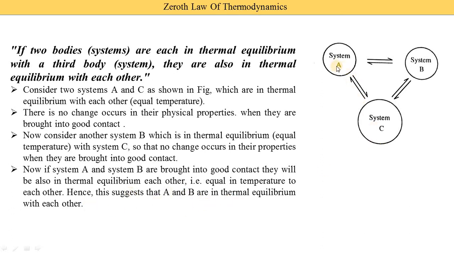So first we considered A and C in thermal equilibrium, they have a temperature of 50 degrees. Now B and C are in thermal equilibrium, meaning C has a temperature of 50, so by default B has a temperature of 50 degrees. So A and B also have a temperature of 50 degrees, meaning A and B are also in thermal equilibrium. All three bodies have the same temperature, which means they are in thermal equilibrium with each other.